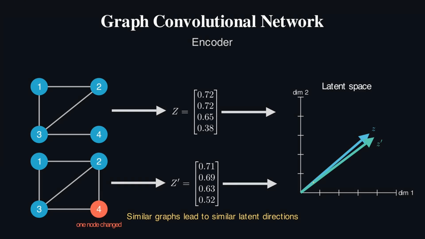Similar graphs should lead to similar latent representations. So the encoder maps graph structure into a latent space in which similarity in the original graphs is reflected by similarity in the learned representations. In the next step, we will see how the decoder uses this latent representation to reconstruct the graph.